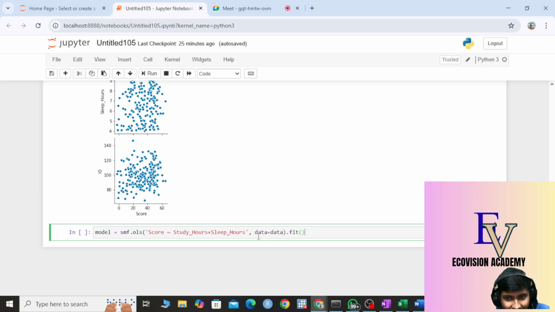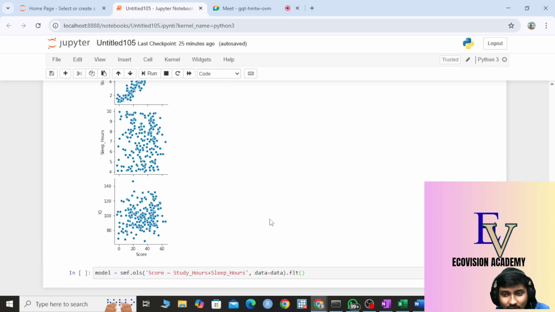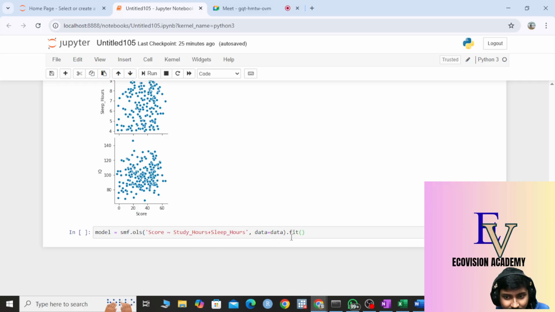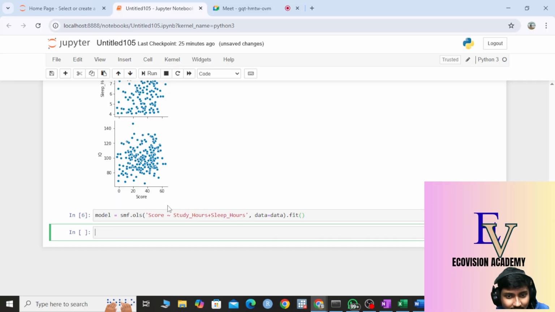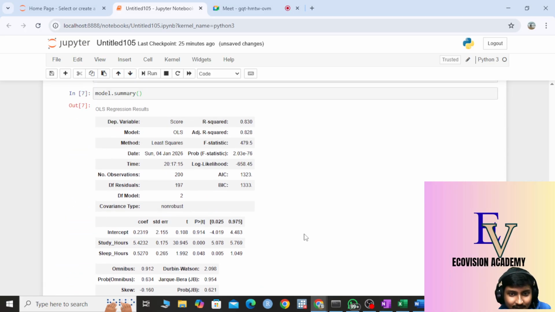And what is our data? What is the name of our data? So data equals data, because the name of our data is actually data. If the name of our data is df, then we write data equals df, and dot fit. Then we run this. What should be the next command for generating the ANOVA table? It should be model dot summary, opening and closing brackets. We just run it, and this is the OLS estimation.